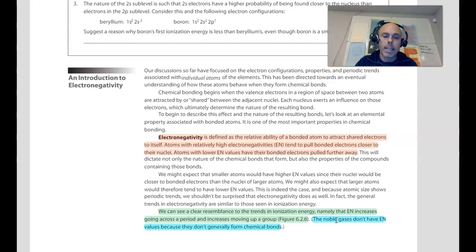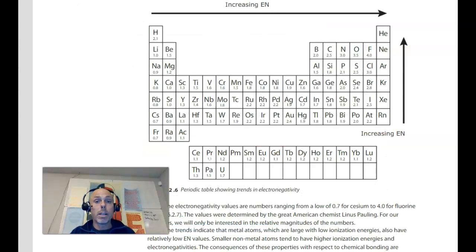Once again, electronegativity can be thought of right now as how attracted an atom is to its own valence electrons. And that pattern follows the same pattern as ionization energy did, with a few exceptions. Much like we saw ionization energy increasing across the period or across the row, so too do we see that trend for electronegativity. And as ionization energy decreases down a column, so does electronegativity.